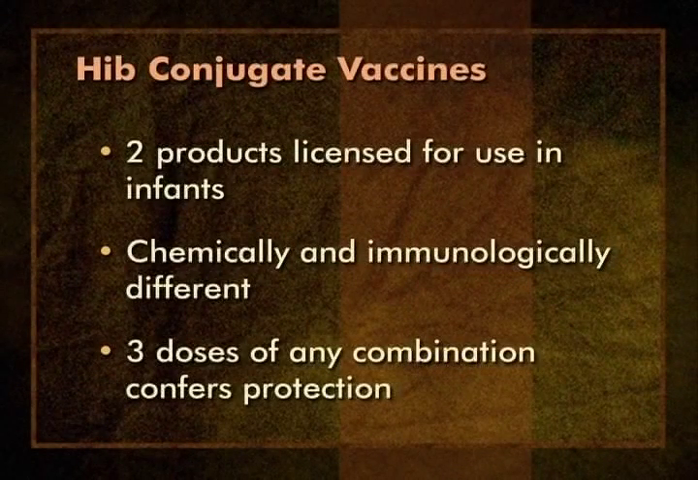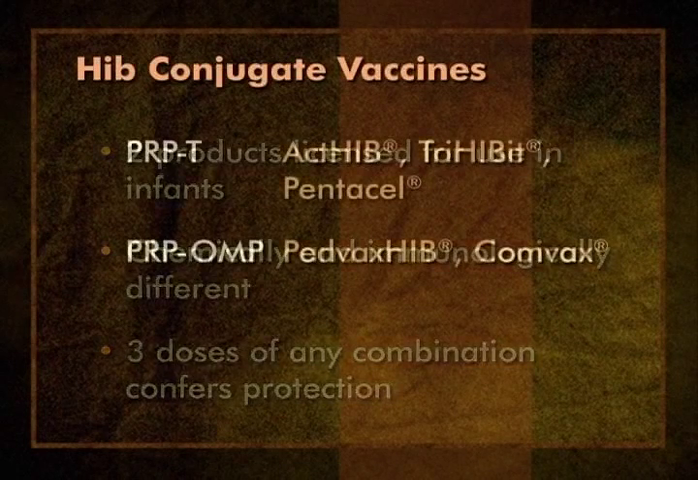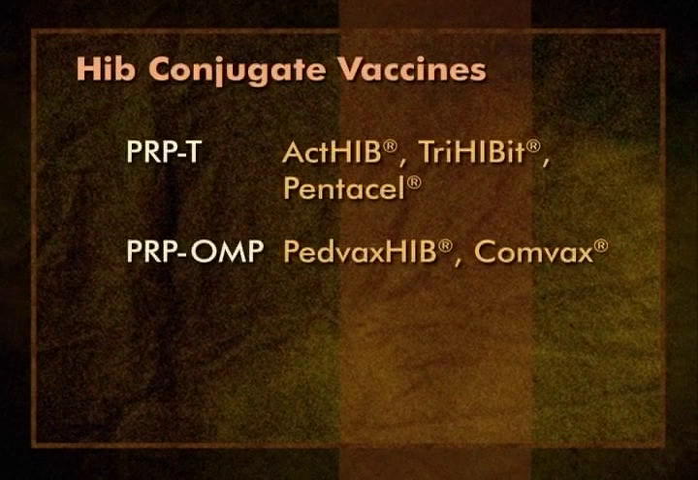The original pure polysaccharide Hib vaccine is no longer produced. Only conjugated polysaccharide Hib vaccines are available now in the United States. There are two Hib conjugate vaccines licensed for use in infants in the United States. These vaccines are chemically and immunologically different. However, available data suggests three doses of any combination confers protection. PRP-T Hib vaccine is marketed as ActHIB and is included in the combinations TriHIBit and Pentacel. PRP-OMP is marketed as PedvaxHIB and is included in the combination Comvax. We will talk more about the combination vaccines a little later. A third Hib conjugate vaccine, HibTITER, is no longer available in the U.S.